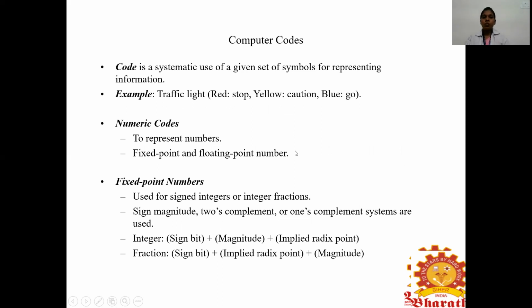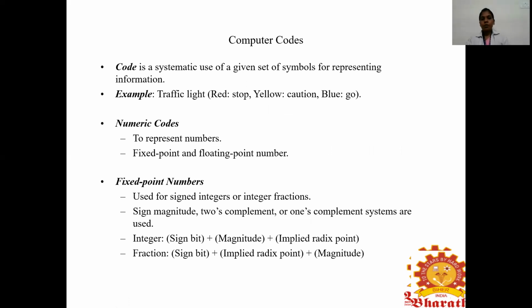Computer codes. So we'll see what a code is. A code is nothing but a systematic use of a given set of symbols for representing information. Or, to represent information, we sometimes use code. For example, with traffic lights, red represents stop. Like that, in computers also we use different codes.